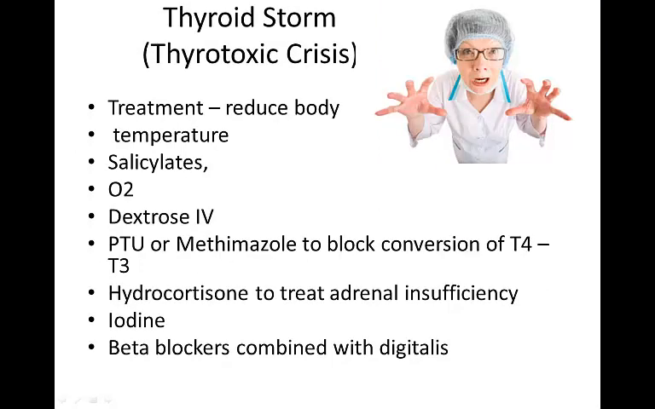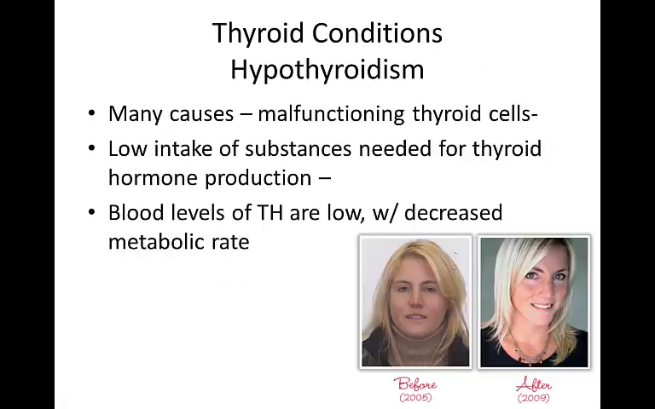Treatment includes reducing body temperature and preventing vascular collapse: salicylates, and then hypothermia treatment for fever, oxygen, dextrose IV to replace the liver glycogen stores that have been depleted, medications to block conversion of T4 to T3, hydrocortisone to treat adrenal insufficiency if present, iodine to decrease output of T4, and then beta blockers combined with DIG to reduce cardiac symptoms.